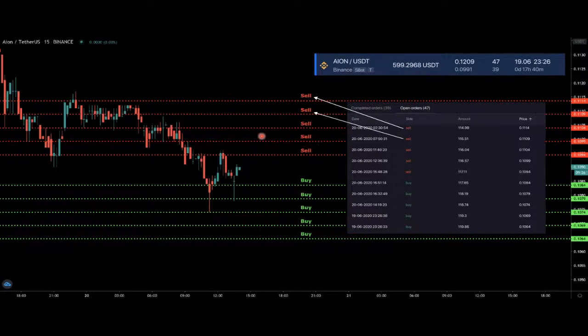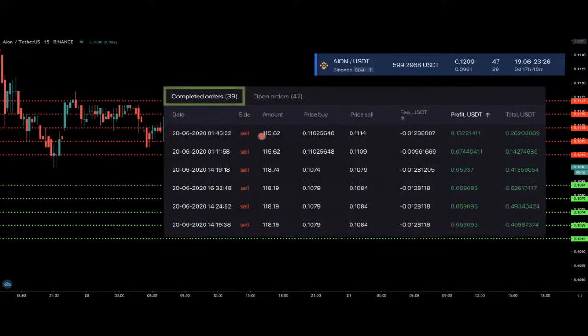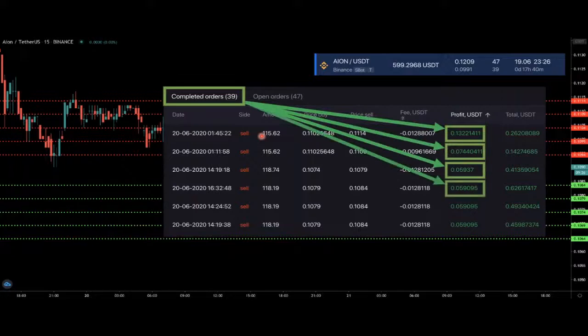So you see the consistency here comes from the constant profit inflow. Each time the bot buys low, it sells high, and it generates profits. Added up together, these profits make up decent returns, all right, in a long-term perspective.